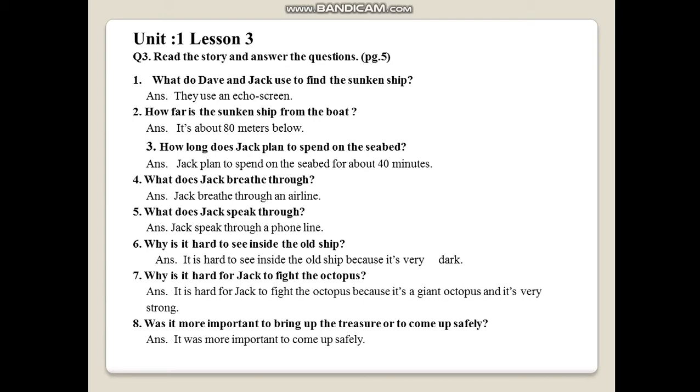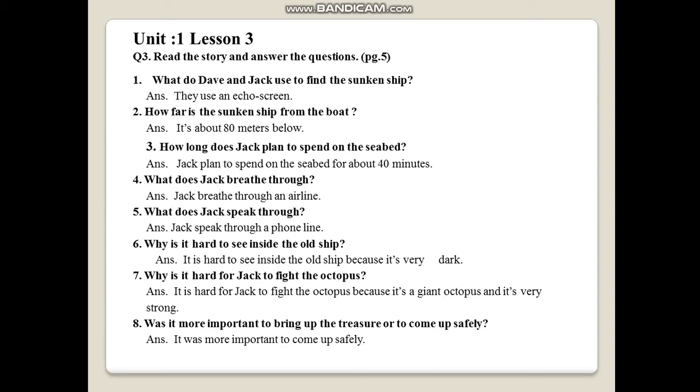What does Jack speak through? Jack speaks through a phone line when he was talking to his friend in the sea. He was talking on a phone line. Why is it hard to see inside the old ship? It is hard to see inside the old ship because it's very dark over there.